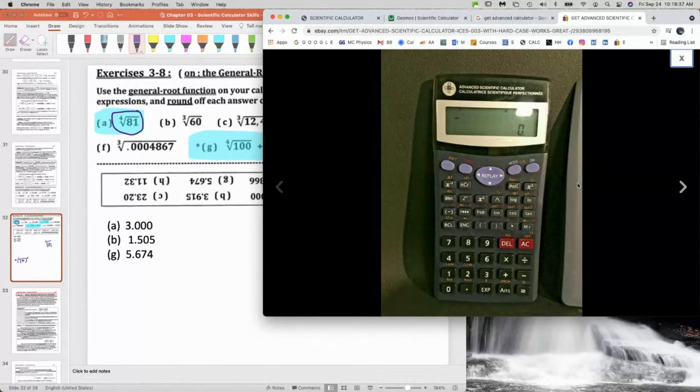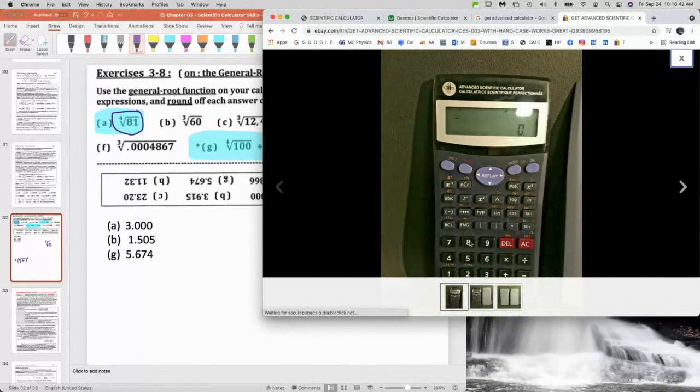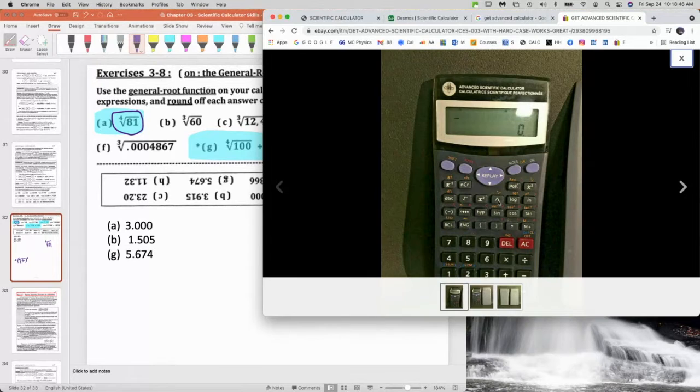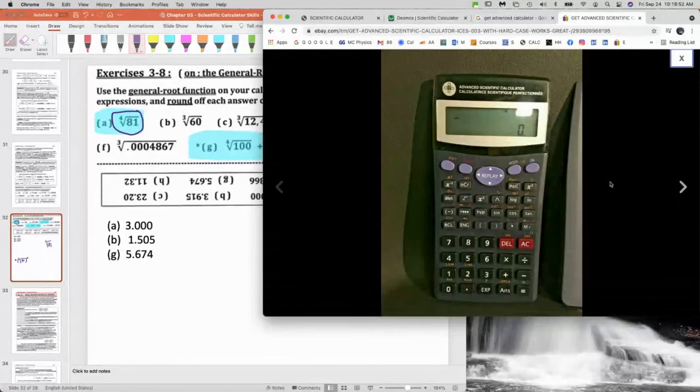So just like Sheldon, you have to type yours kind of in a funny way. So 81, shift, general root, 4 for the root, and then equals. Please confirm that you got it. When you put the 4, it disappears.